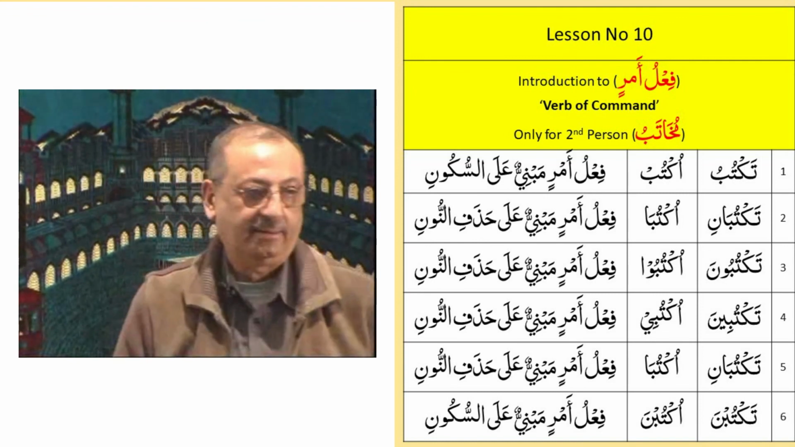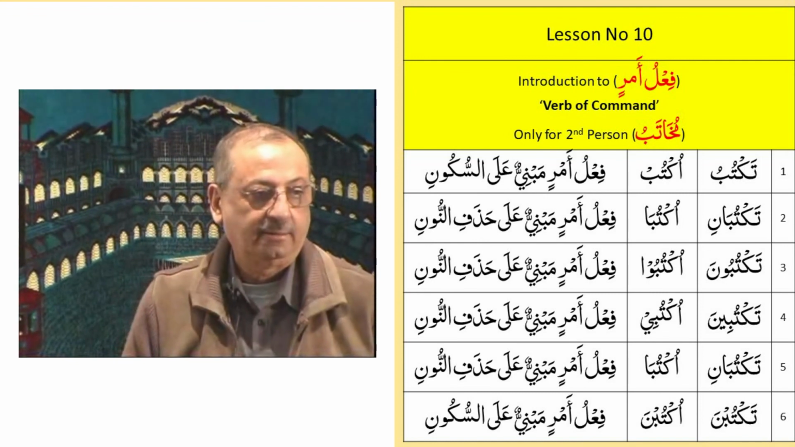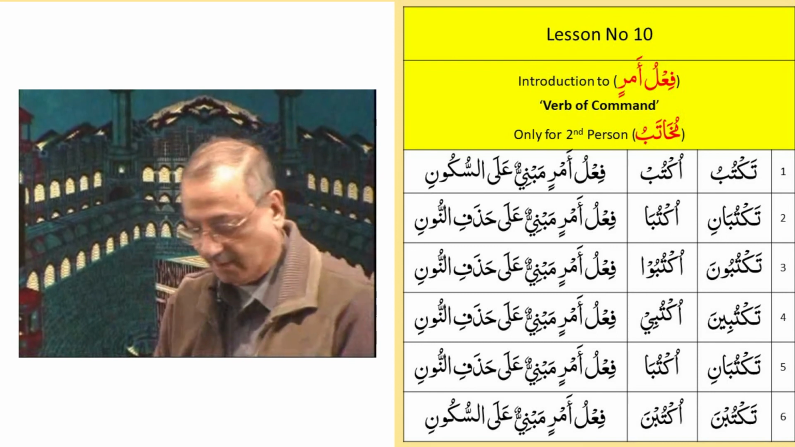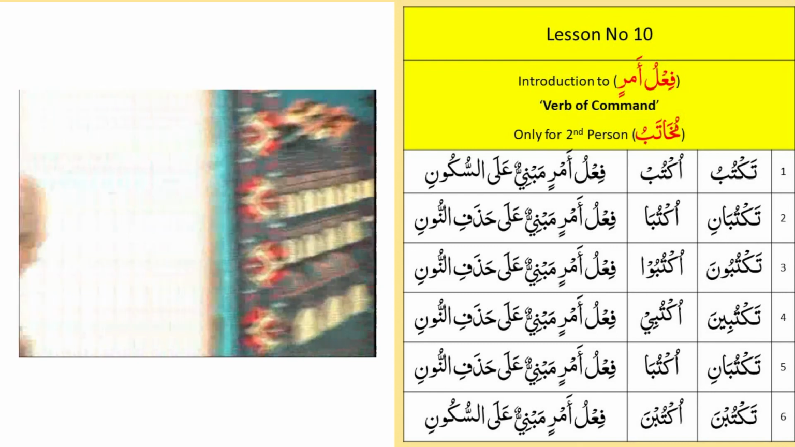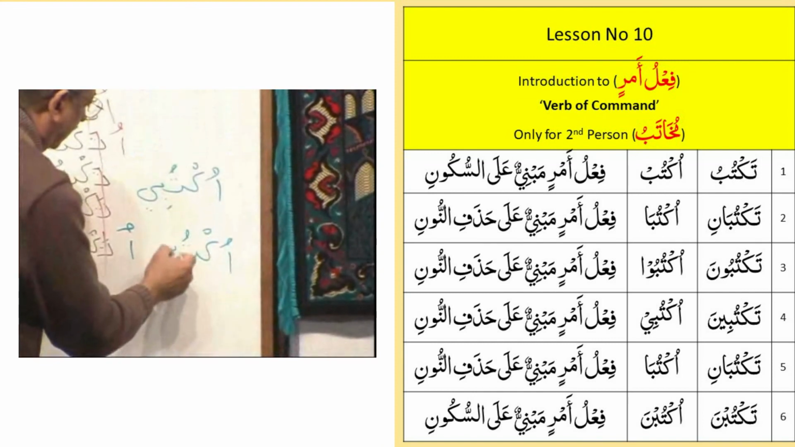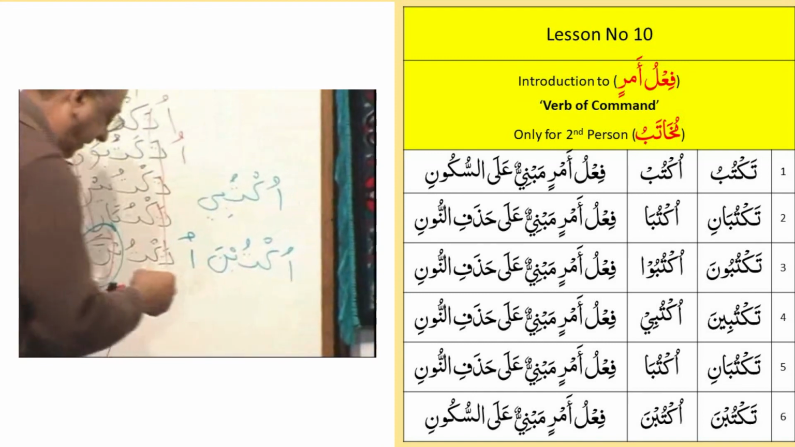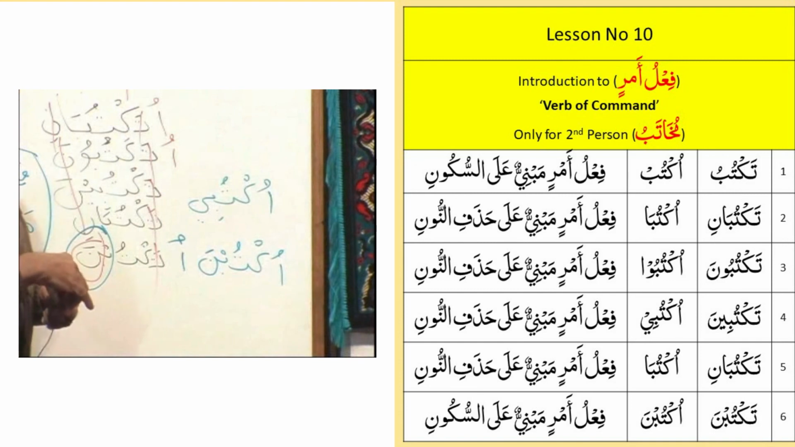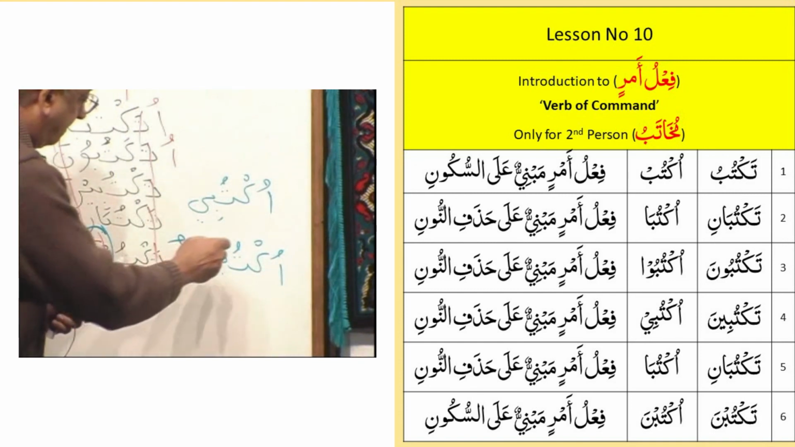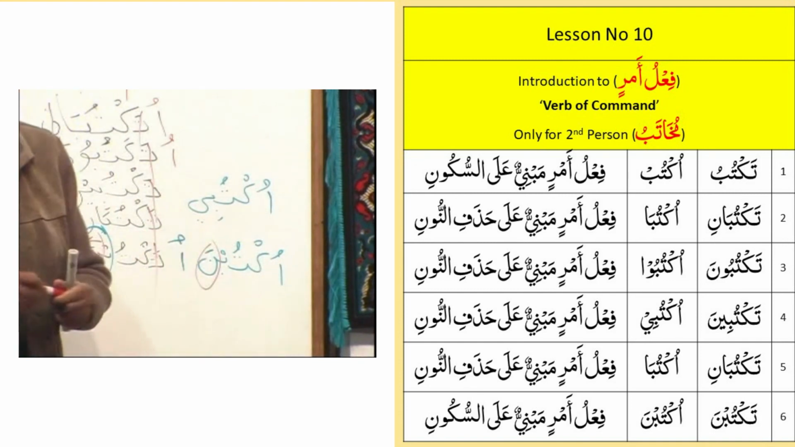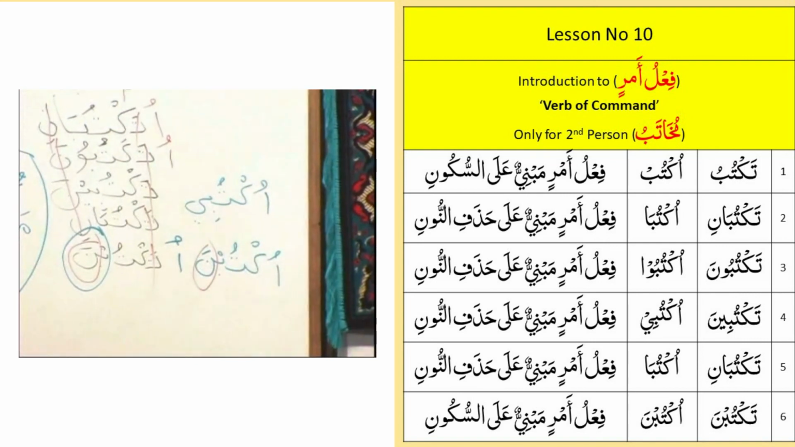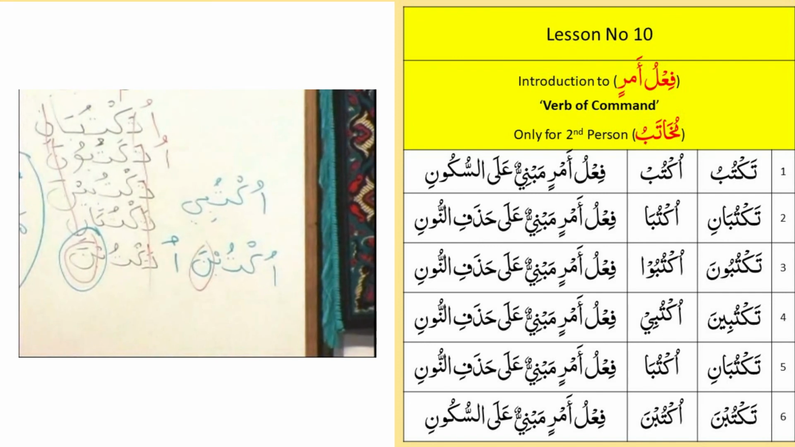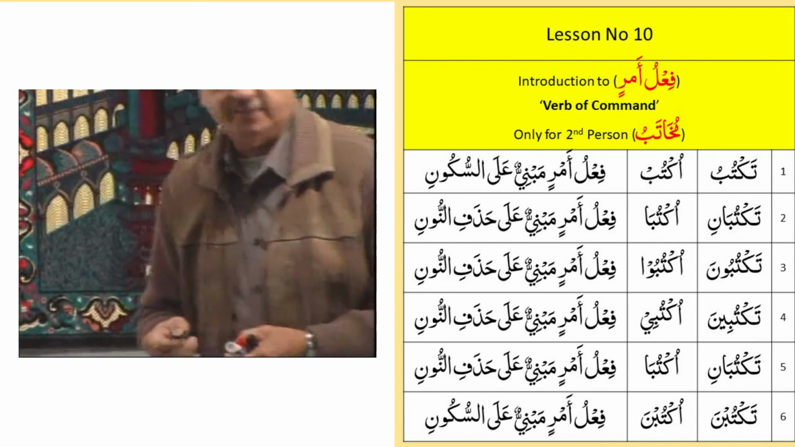No, Uktubna. Is the noon alif or? No, no, no. Let me write it down, brother. Uktubna. Where is the fa'il? The fa'il is the Noon, brother. No, brother, I told you tomorrow morning we'll do it in detail, so that you have a good idea about it. Inshallah.